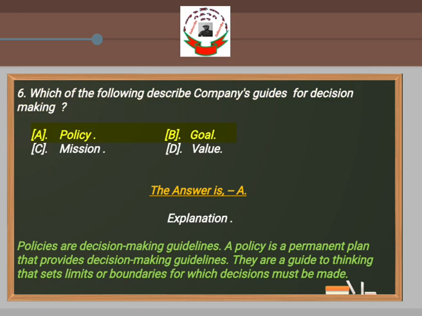A. Policy. B. Goal. C. Mission. D. Value. The answer is A. Explanation: Policies are decision-making guidelines. A policy is a permanent plan that provides decision-making guidelines. They are a guide to thinking that sets limits or boundaries for which decisions must be made.